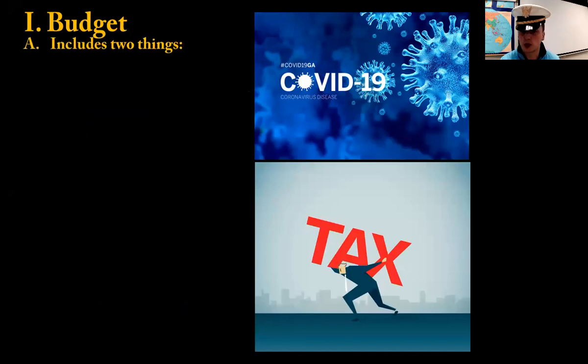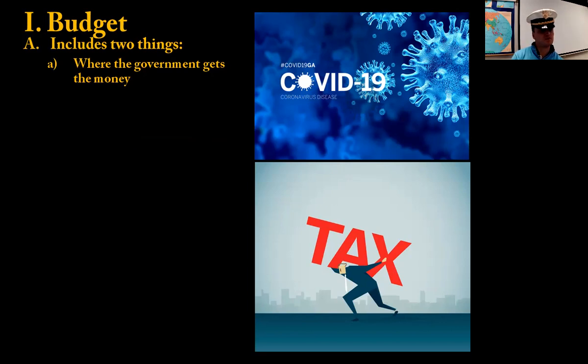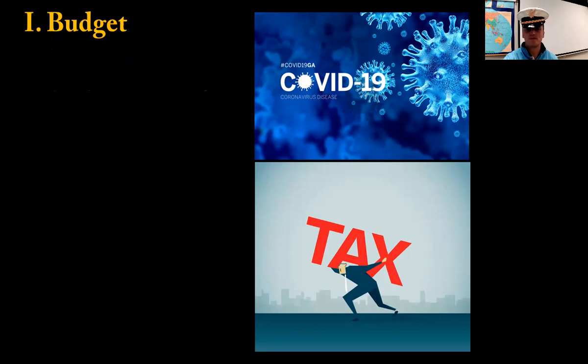The first thing you should know is that it really includes two things. Those things: where the government gets its money, and then what it decides to spend its money on. How do we refer to these things? Revenue. This is where the government gets its money from.